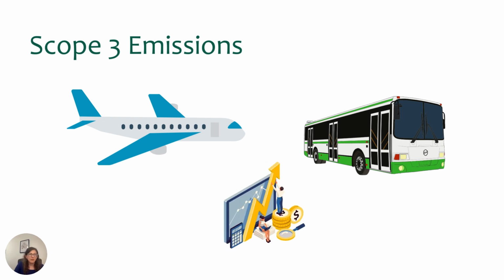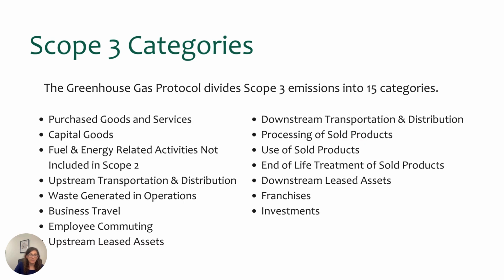And then if you're a bank or financial services industry, the emissions from your investments, they will count towards your Scope 3 emissions. And the Greenhouse Gas Protocol does divide Scope 3 into 15 different categories. And I find this really useful to go through and make sure we've caught them all. Not every business will need to measure every source of Scope 3.